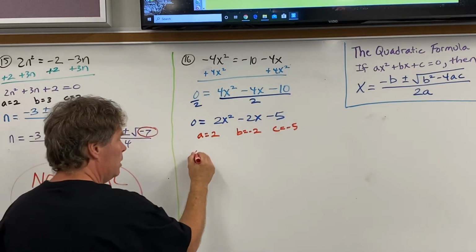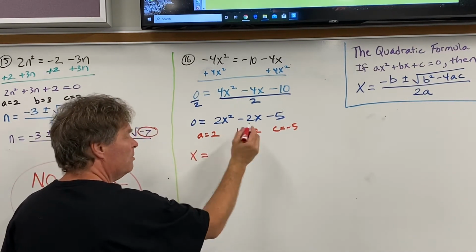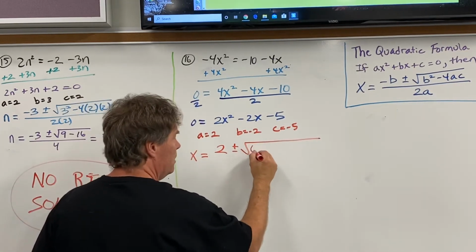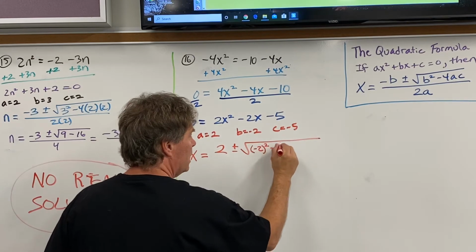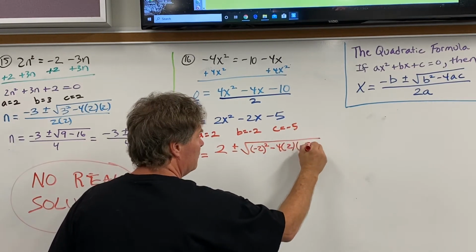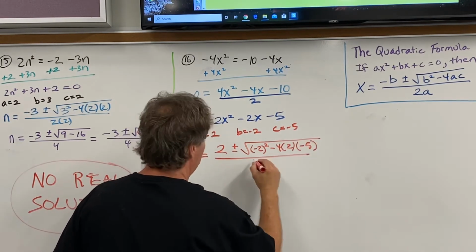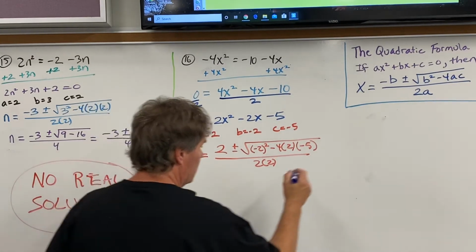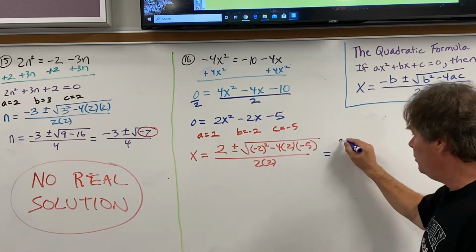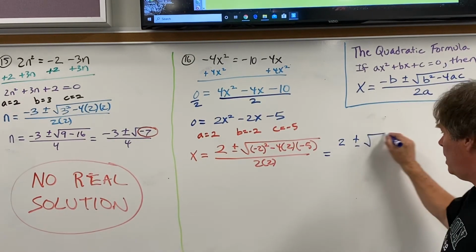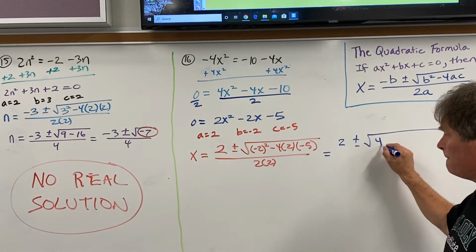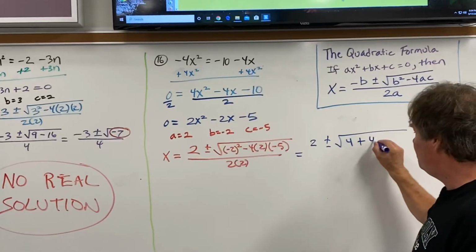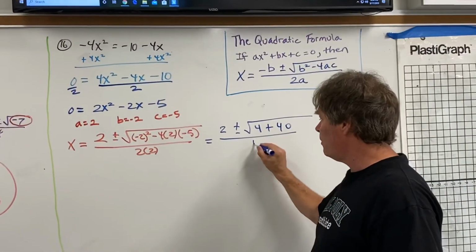Plug that into the quadratic formula. x is the opposite of B, so regular 2, plus or minus the square root of B squared, -2 squared, minus 4AC, 4 times 2 times -5. Whole thing over 2A, 2 times 2. Now, keep going, keep going. Okay, 2 plus or minus the square root of 4. Minus will be plus. 8 times 5 is 40, over 4.